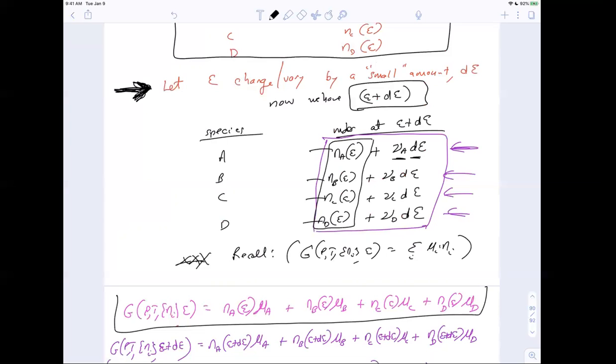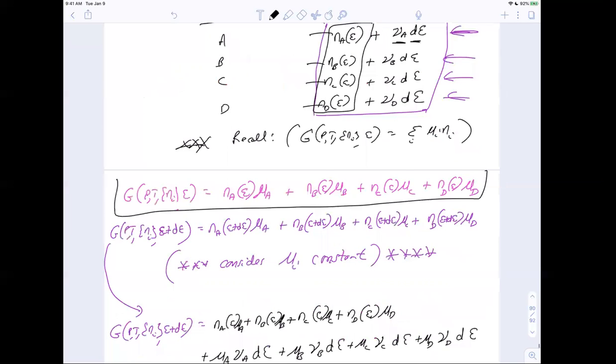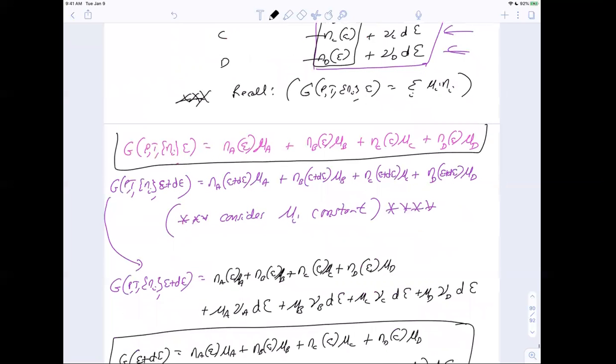And so once we have our moles at the two epsilons, we can just write G, which is a function of epsilon at constant temperature and pressure, in terms of those values of moles and the chemical potentials.